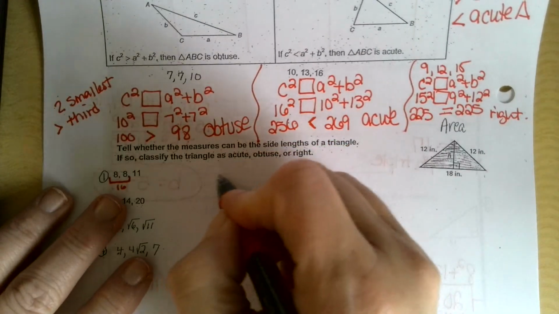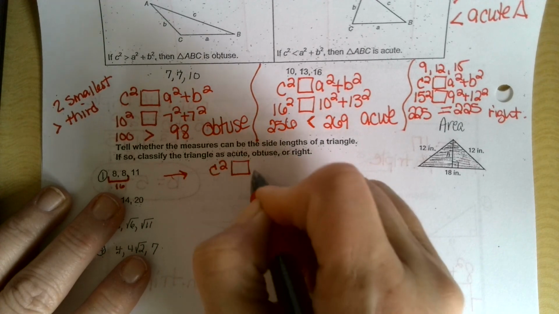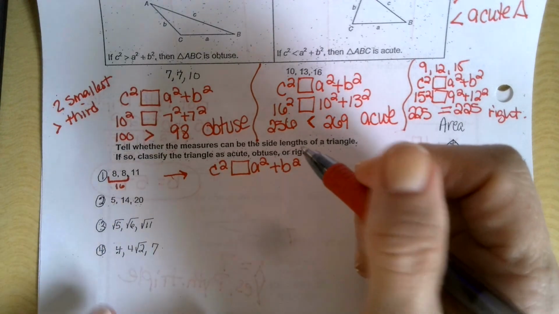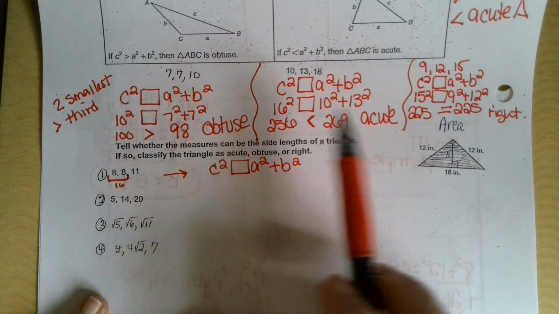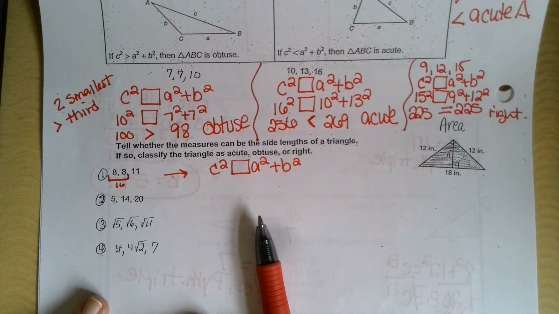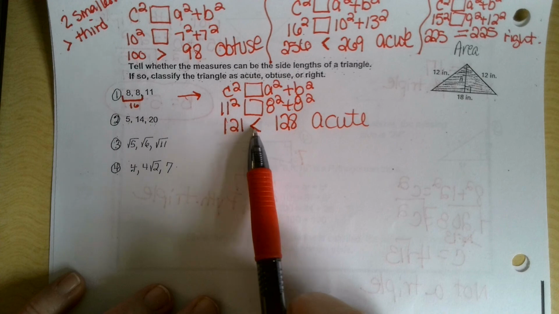So now I'm going to do this right here, c squared, a squared plus b squared. And I want you to put the 11 here and the 8 here, and I want you to tell me, is it obtuse, acute, or right based on your work? Go ahead and do that for me. All right, you should have got 121 and 128, which makes this acute.